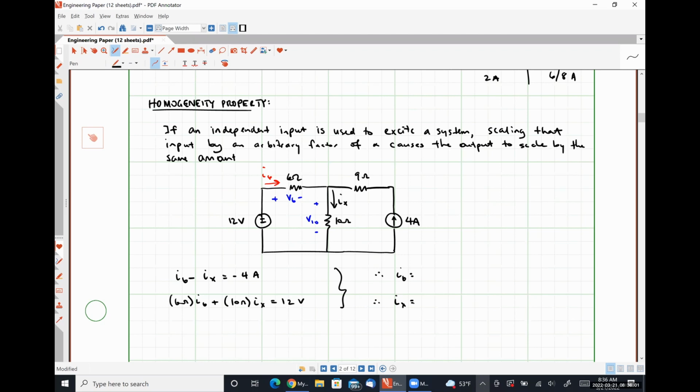And I get -7/4 of an amp for I6 and positive 9/4 of an amp for IX. So if I scaled my inputs by a factor of 2, did my output scale by a factor of 2? Absolutely.